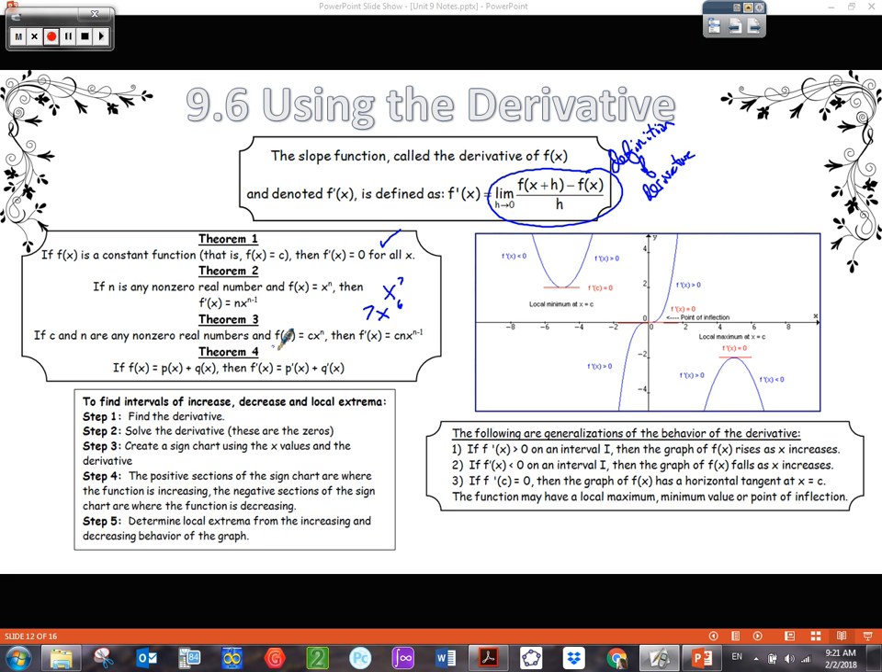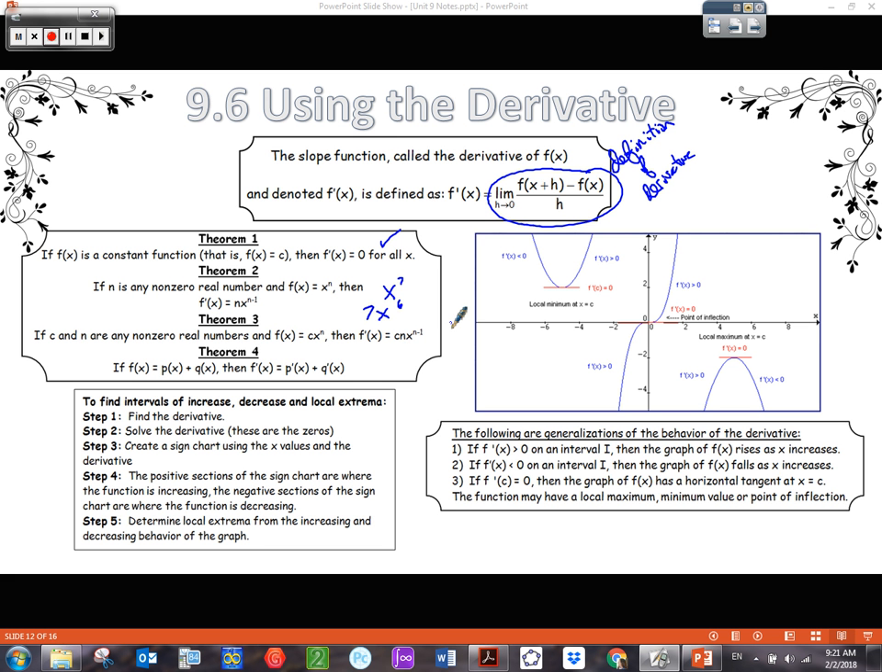So, Theorem 3 basically tells us what to do if there's a constant. What if there's a number in front of, like a coefficient, in front of the x that we're going to take the power of? What do we do? That's what this theorem tells us. If c is in front, we're going to do the process the same way. We're going to take the n, we're going to take it down front. It's going to be multiplied by the c, and we're still going to subtract 1.